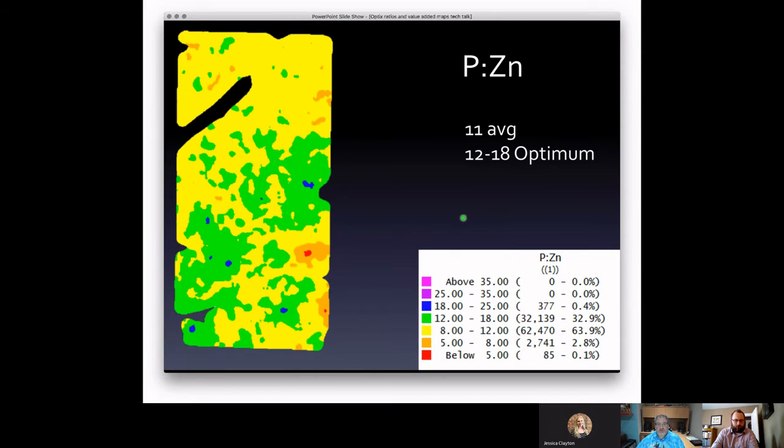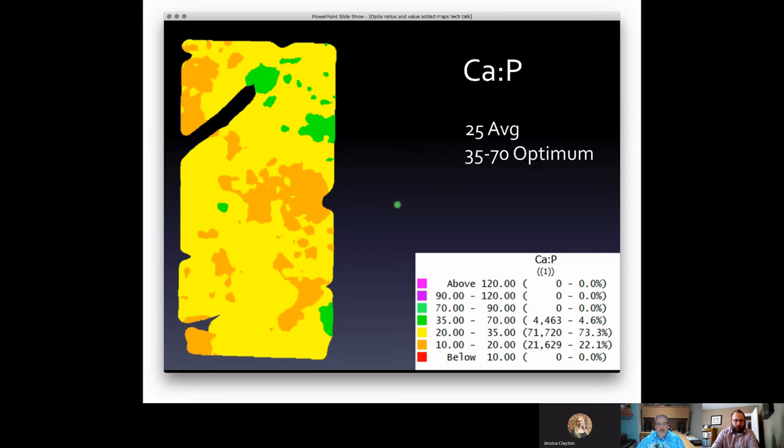Phosphorus to zinc is another ratio we look at because they're strongly related. Optimum wise, we want it 12 to 18. This particular field is an average of 11. So we're pretty close to the sweet spot. If you're managing your phosphorus and go aggressive on that, make sure you take your zinc with you in a situation like this. Another map in this field, we're looking at our calcium to phosphorus.